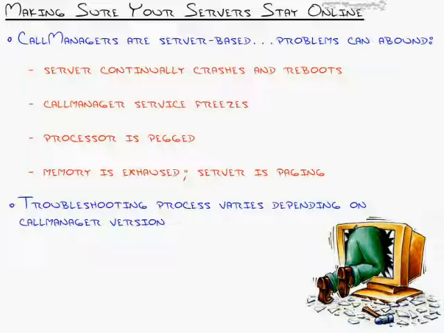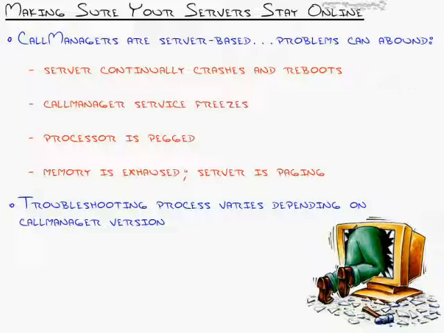I got back from troubleshooting a server, and it booted up and said, "Sorry, RAID card's gone." Essentially your RAID is now dissolved because the RAID card is missing. So there's all kinds of things that can happen in a server-based environment, and that's why redundancy is key. So you can see my list here. Server continually crashes and reboots. Call manager service freezes. Processor is pegged or memory exhausted, and that means the server is going to be paging, hitting the page file, and the symptom of that is your hard drive light is just constantly clicking when nobody's even doing anything. A lot of that is related to a memory shortage.